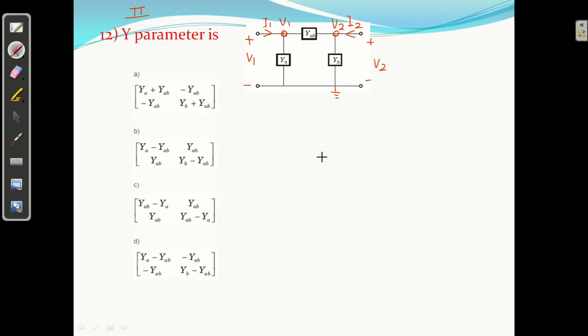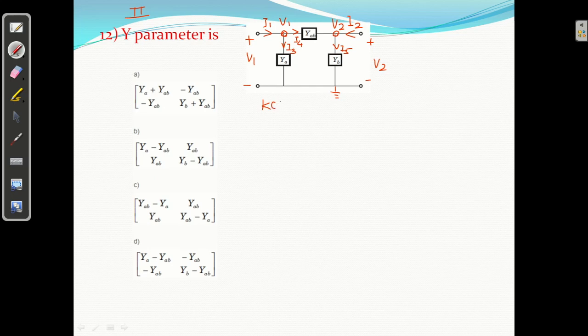So first step is what? Assign the voltage. Second step what? Mark the current through each and every branch. I1 and I2 will always be given. Both are incoming currents from both ports. Let us say I3 here, this is I4, this is I5. Now KCL at node 1.